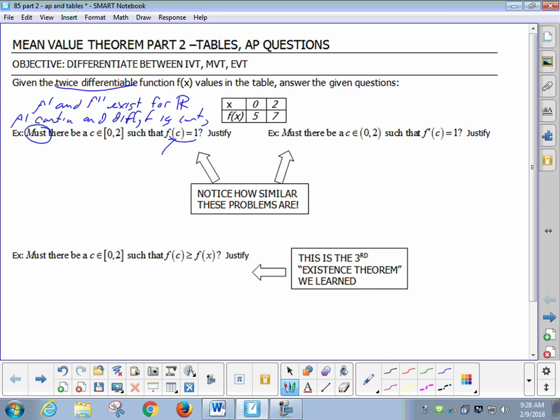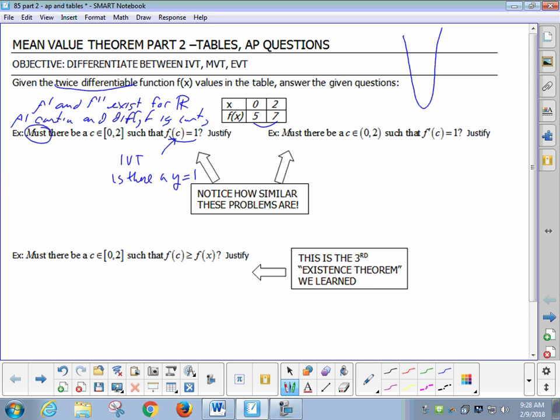When we say F at C, referring to the IVT, is there a Y value? And I should say, must there be a Y value that's 1? Well, all I have is that it's going from a Y of 5 to a Y of 7. That doesn't tell me anything about 1. It could go from 5 down and then back up to 7. So it could be 1, but I don't know. It doesn't have to be 1.